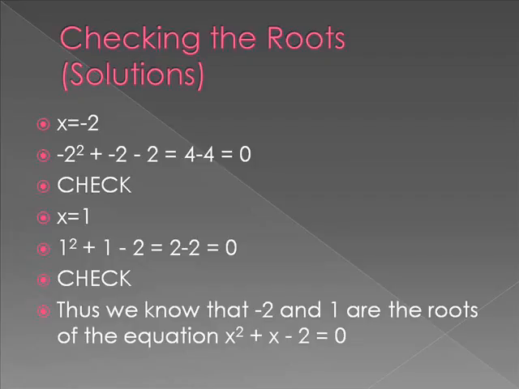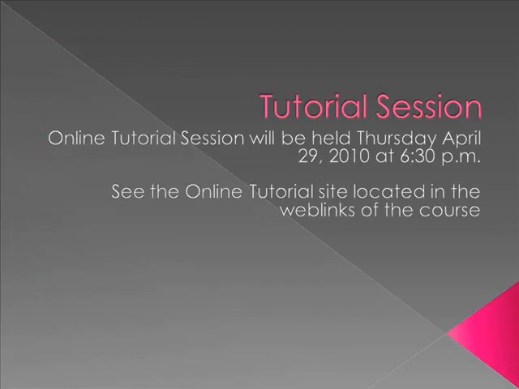Now let's move on to x equals 1. We have 1 squared plus 1 minus 2 should equal 0. 1 squared is 1, plus 1 is 2, minus 2 gives us 0. So that checks. Because both solutions satisfy the original equation, we know that -2 and +1 are roots of the equation x squared plus x minus 2 equals 0. This concludes our solving quadratic equations lesson.